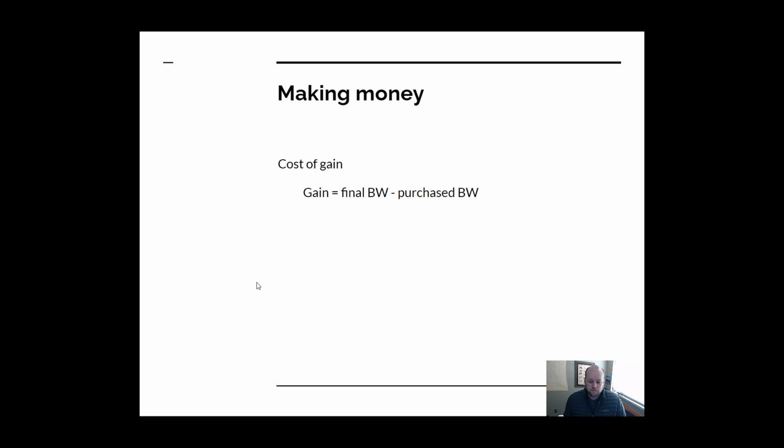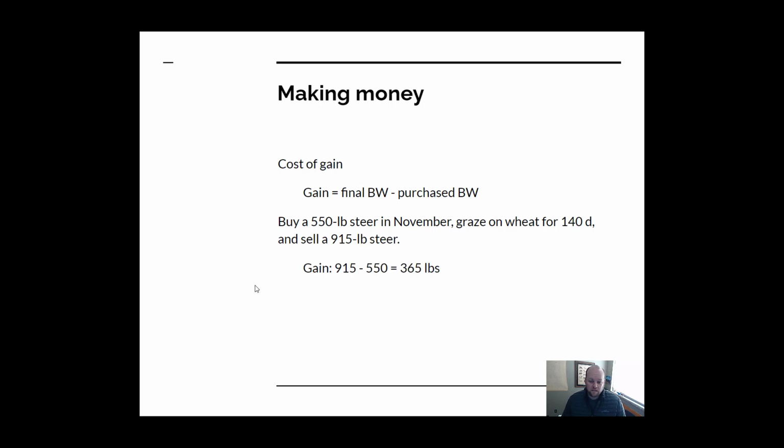Cost of gain is basically how much money it takes to put the gain on the cattle while you own them. The first piece of that is understanding gain. That one's pretty simple. The amount of gain is just the final body weight minus the purchased body weight. If you buy, for example, a 550-pound steer in November and you graze it on wheat for 140 days and sell a 915-pound steer, then that gain is 915 minus 550, which is 365 pounds. So you put 365 pounds of gain on that animal while you owned it.